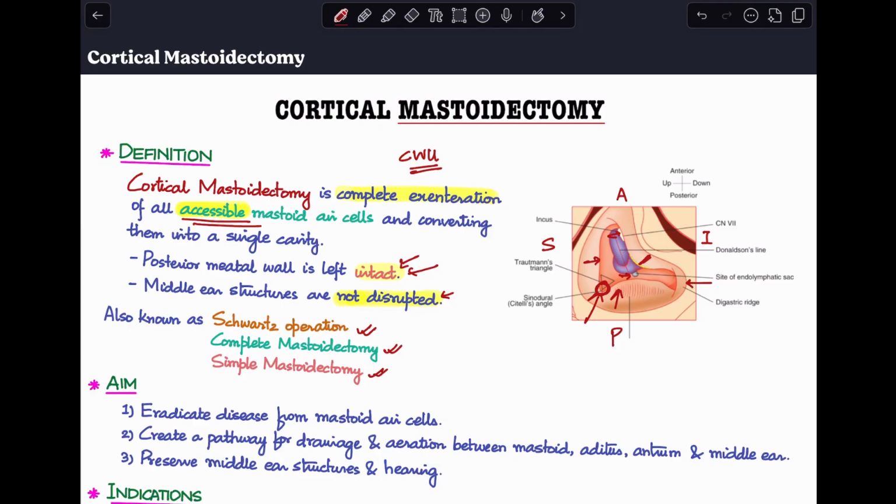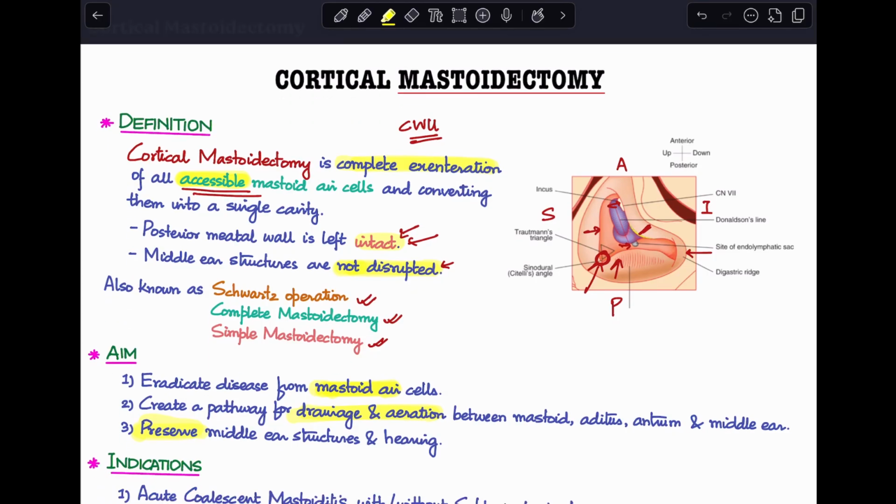Now, what are the aims of this surgery? First of all, the first aim is to eradicate disease from the mastoid air cells. Second would be to create a pathway for drainage and aeration between the mastoid aditus, antrum and the middle ear. And lastly, the aim is also to preserve the middle ear structures and the hearing status of the patient. So these are our three aims of doing a cortical mastoidectomy.